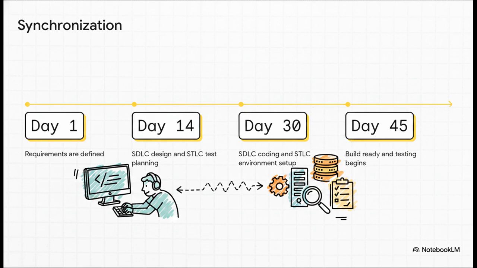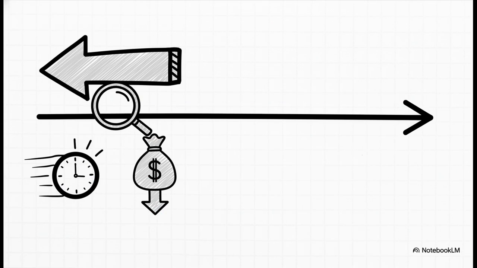This timeline brilliantly illustrates how they synchronize in the real world. Let's look at day 30, for instance. While the developers are head down busy writing code, which of course is a core SDLC task, the testing team isn't just sitting around. They are simultaneously preparing test cases and setting up the test environment, which are absolutely crucial STLC tasks. This amazing parallel synchronization ensures that the absolute second a build is ready, testing begins. No delays, no waiting around.